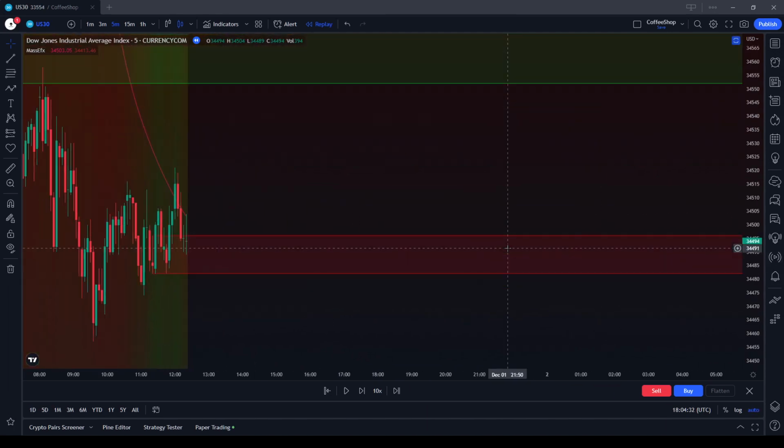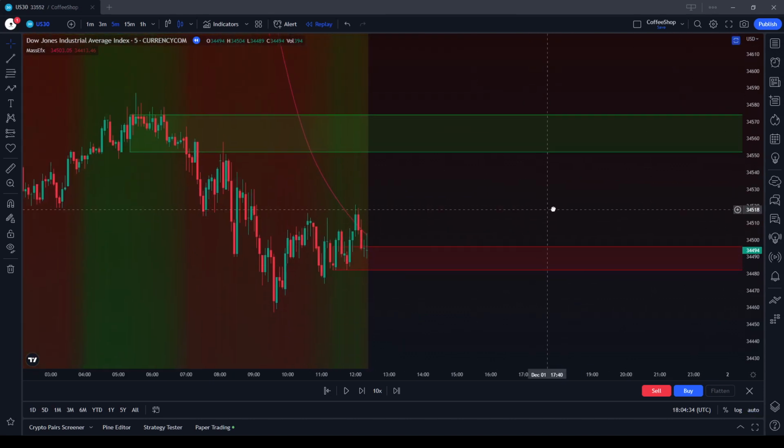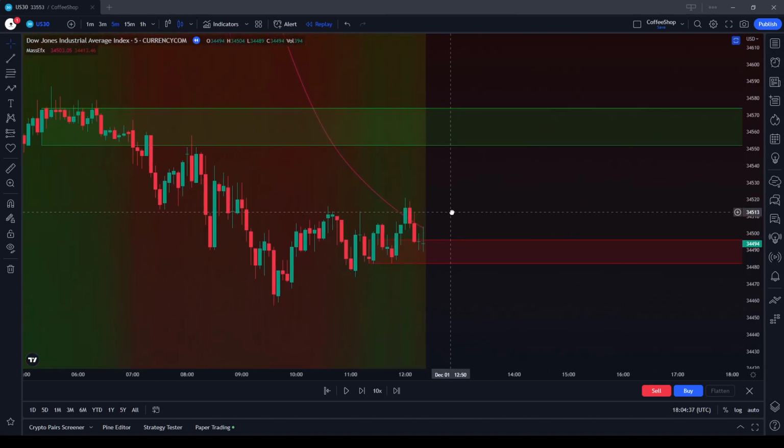Guys, leave another question on the screen if you want. In the meantime, I'm going to tell you about these order block areas that show up.